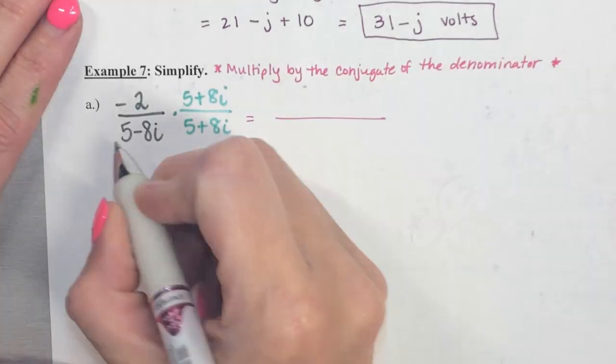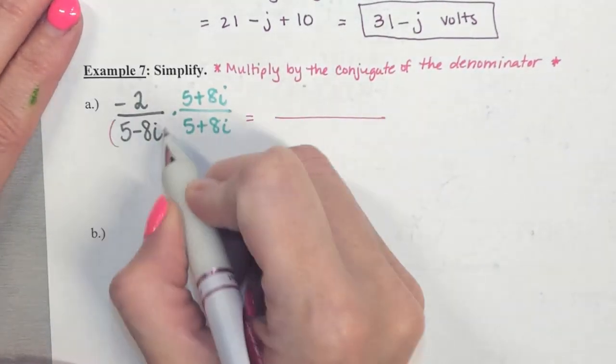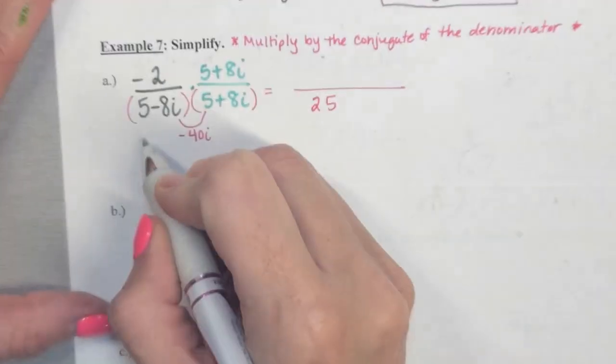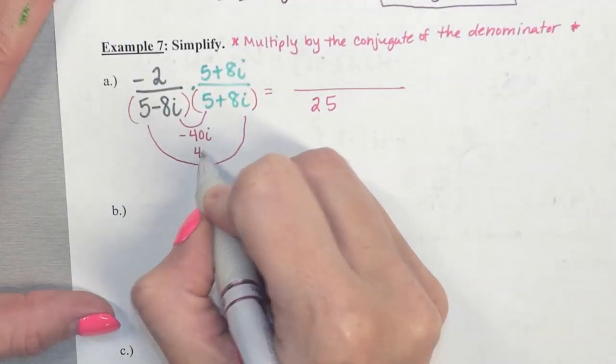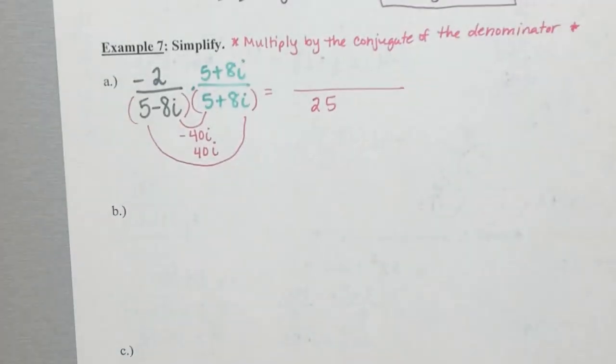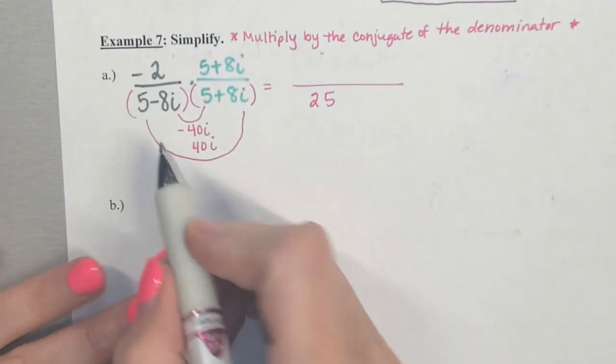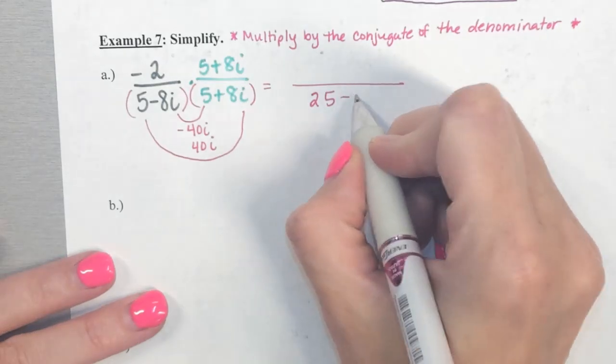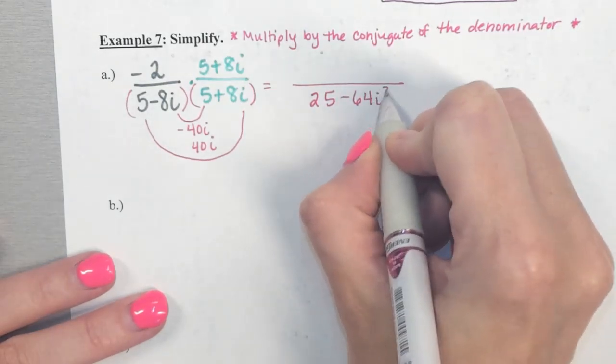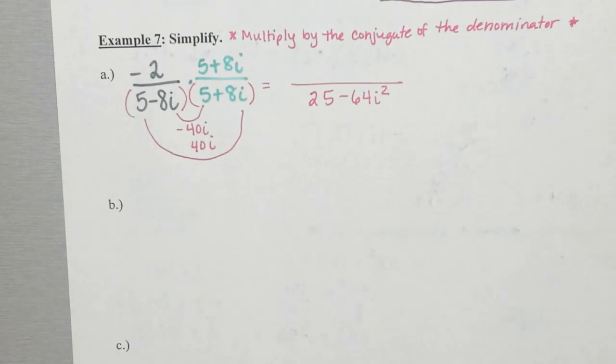So just like we did yesterday, we are going to FOIL. And if you like putting these in parentheses because that helps you FOIL, that's great. 5 times 5 is going to be 25. And if you chose the right conjugate, the outside term and the inside term should cancel out to make 0. And then negative 8 times 8 is negative 64. i times i is going to be i squared.